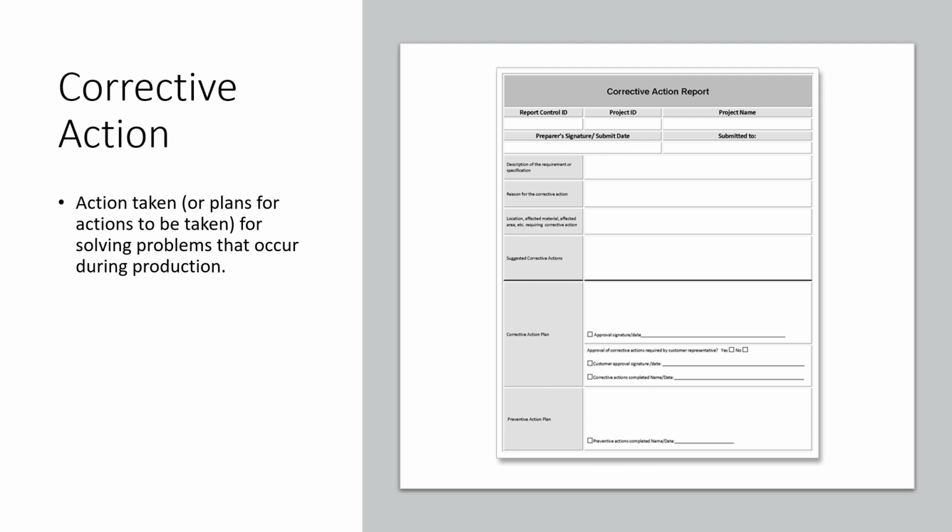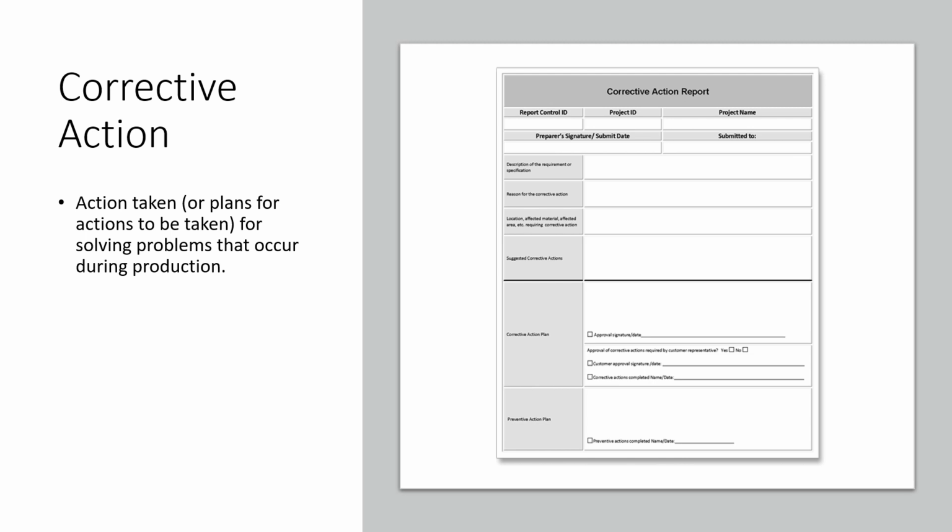Okay, so we're going to just talk about some terminology here that you might run across in non-destructive examination. One of them is, we'll start with corrective action. So this is an action taken or plans for actions to be taken for solving problems that occur during production. So you might have heard of a corrective action report.